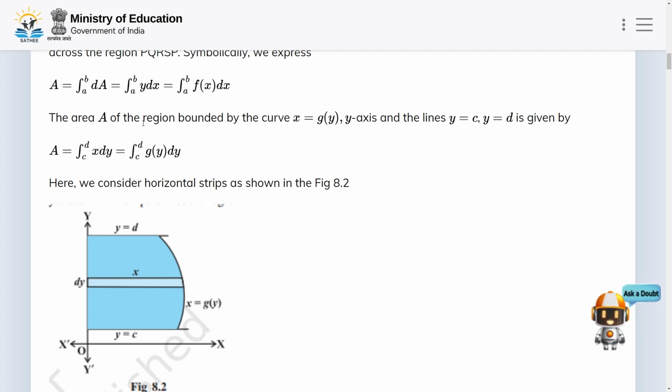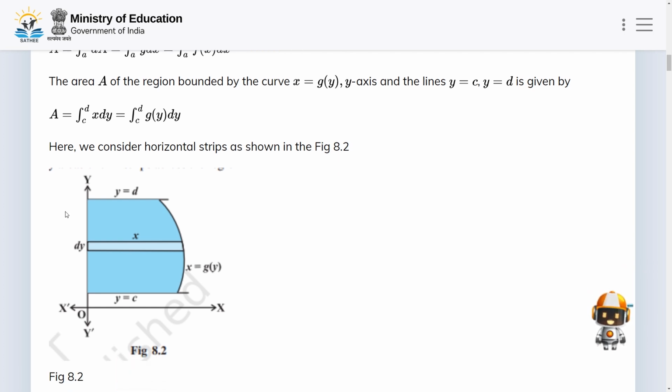That the area of the region bounded by x equals g(y), the y-axis, and the lines y equals c and y equals d. As you can also refer to this diagram, what we are trying to say is, what if our curve is like this, x is equal to some function of y, and we have to find this area, then how are we going to find it? Very simple. The height will be x, y going from where to where? Y is from c to d.